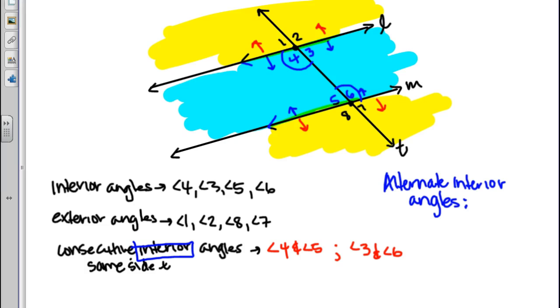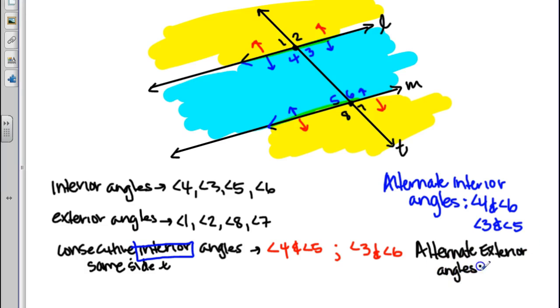So alternate interior would be angles 4 and 6. And guess what the other two would be? You got it, angles 3 and 5. Alternate interior angles. All right, now let's move to alternate exterior angles. I will still alternate the transversal, but now I'm in the yellow. So I want to jump to both sides of the transversal, but I'm on the outside of the parallel lines. So alternate exterior angles would be angles 1 and 7 and angles 2 and 5.